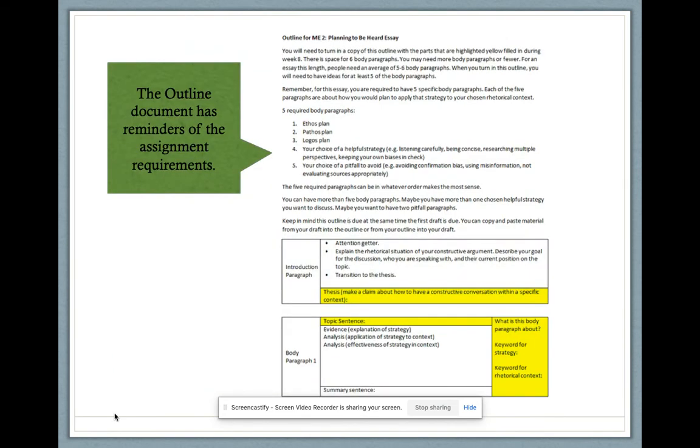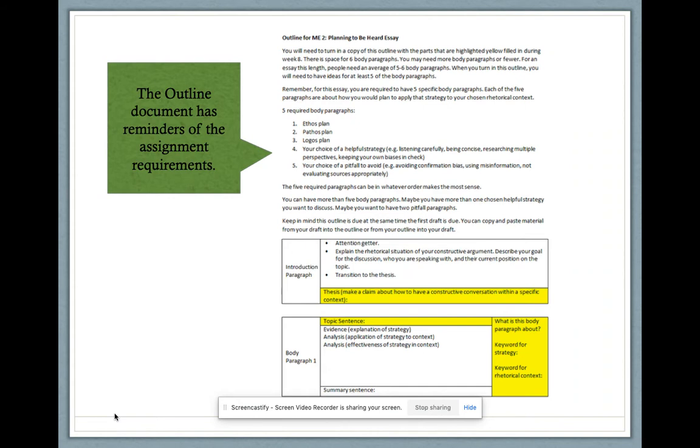Check out the outline again for this assignment. I know sometimes it can be overwhelming in an online class how much written direction there is, but this has a reminder of the different kinds of body paragraphs that are required for this assignment. And I know this is a very small, blurry image for you, but the yellow parts that are highlighted in the outline are a reminder that those are the key elements of our essay. Right?